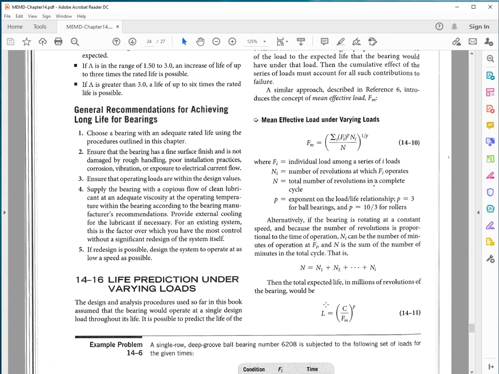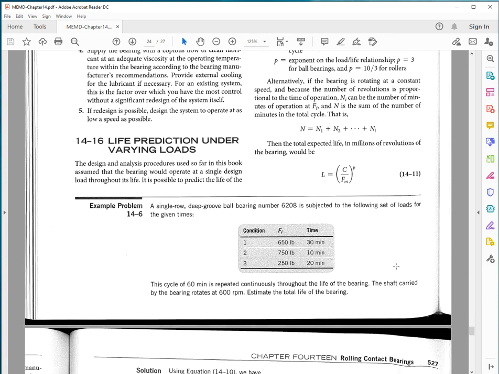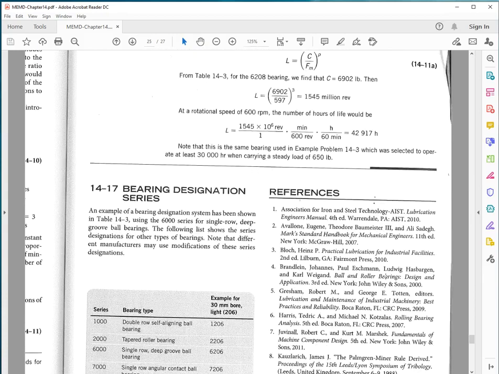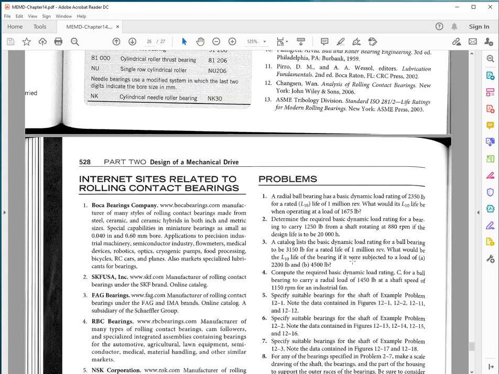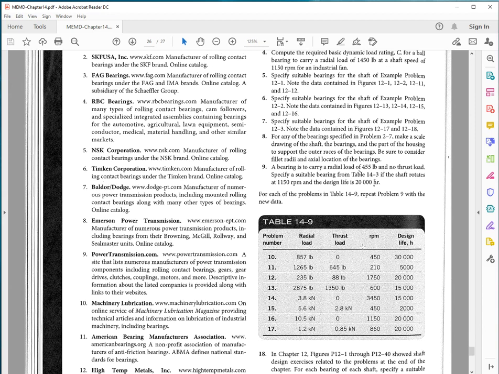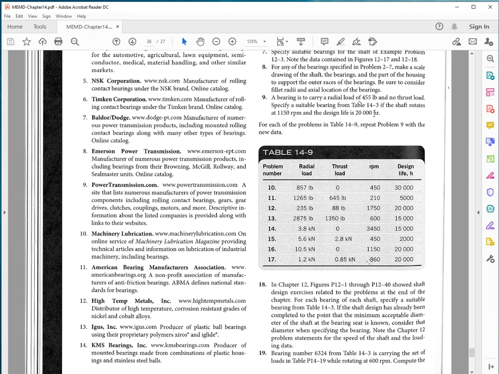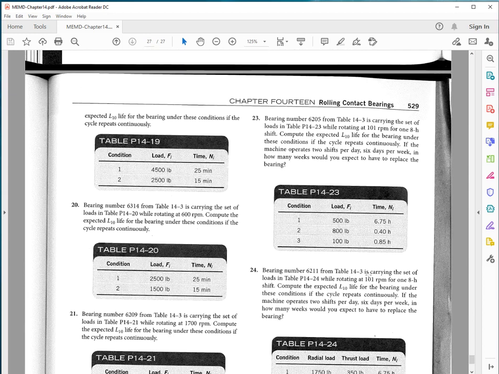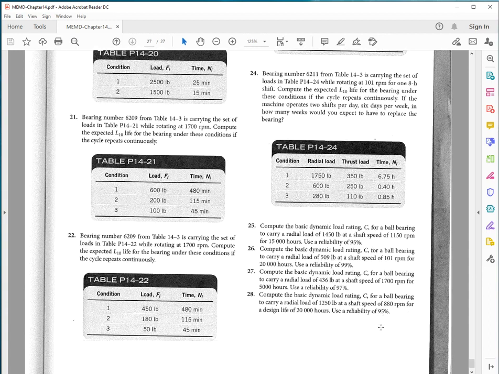And so you calculate the mean effective load using this equation, and then the life of the bearing would be, instead of P, the equivalent load we had earlier, now use Fm, the mean effective load for the variable loads. And I guess this is it for this chapter. Again, if you're to do serious design work, studying the documentation of the manufacturer is always recommended.